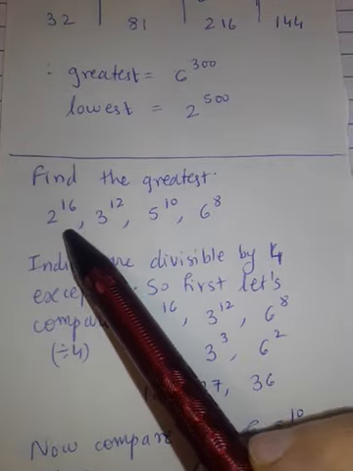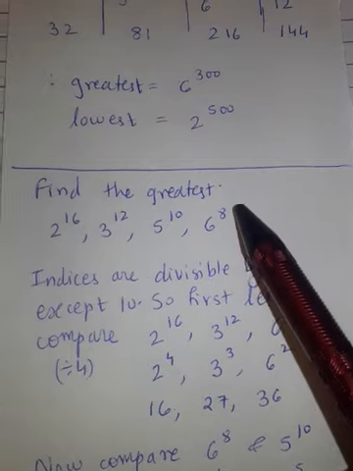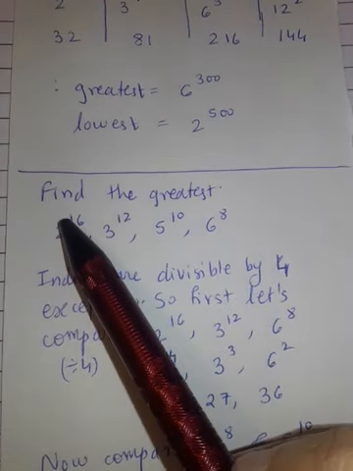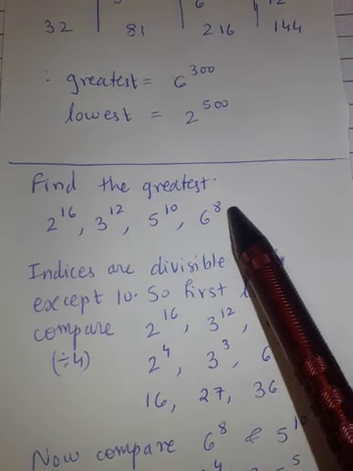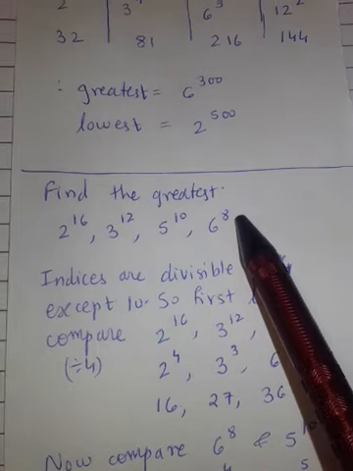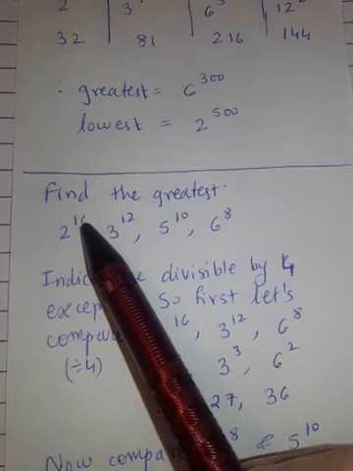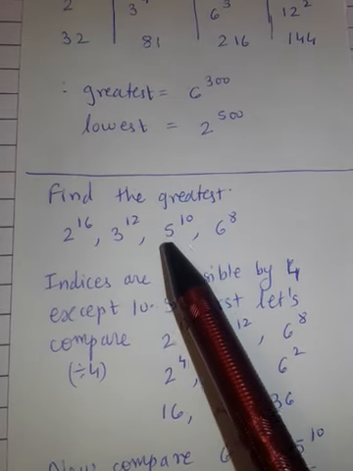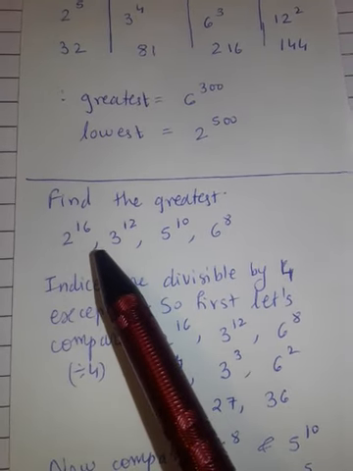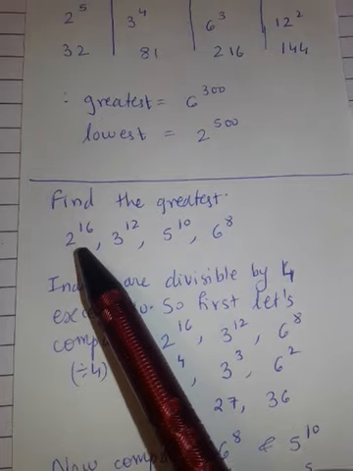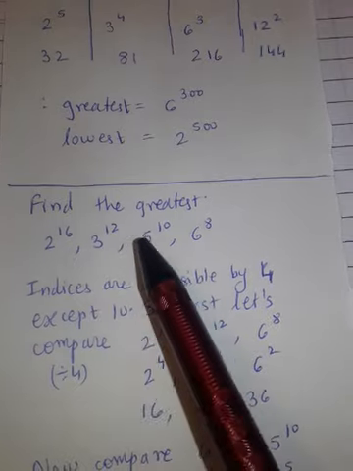Find the greatest among 2 raised to 16, 3 raised to 12, 5 raised to 10, 6 raised to 8. Now if I try to find the highest common factor of these indices 16, 12, 10, 8, I find that it is 2. Now if I divide these by 2, what will I get? I will get 2 raised to 8, 3 raised to 6, 5 raised to 5 and 6 raised to 4. Still it's going to be a bit difficult to find the actual values of 2 raised to 8, 3 raised to 6. So what idea can I use here?